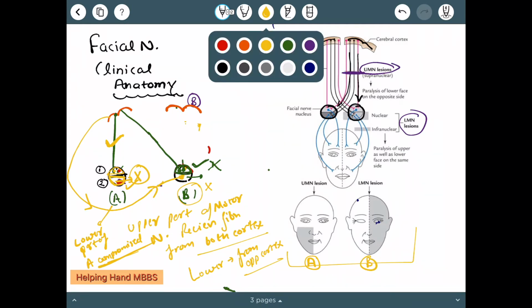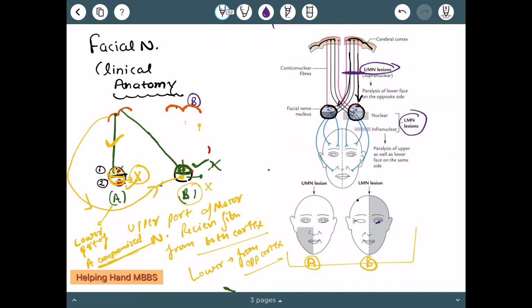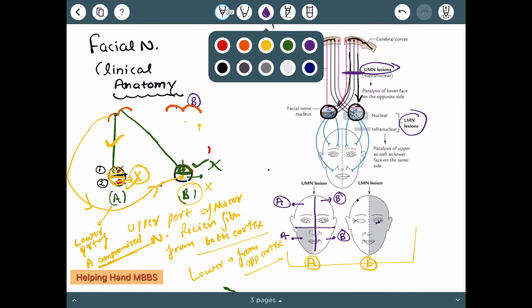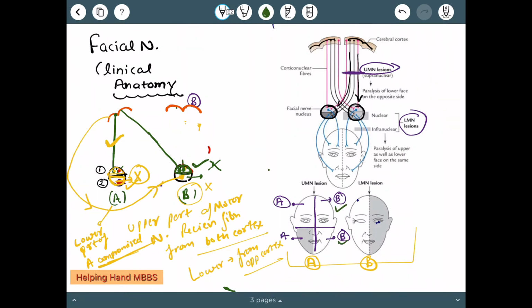We have studied the upper motor neuron lesion. Let us divide the face into 4 parts. The upper part of this will be controlled by the upper part of the B nucleus, this by the lower part of the B nucleus, this by the lower part of the A nucleus, and this by the upper part of the A nucleus. Both upper and lower B are functioning very well, so you can see there is no shade here. The shaded area is affected. There is no shaded area here, so this is okay.